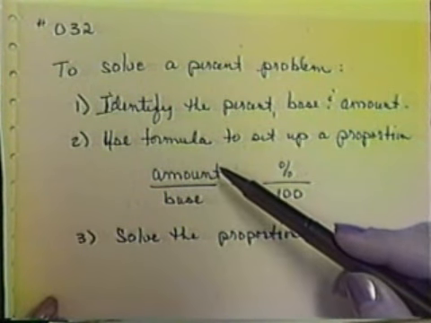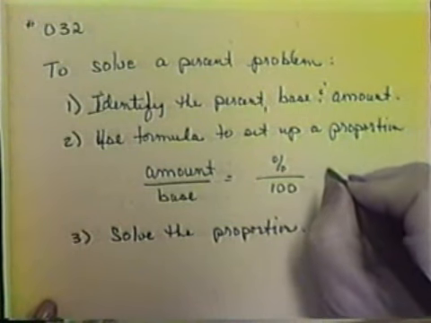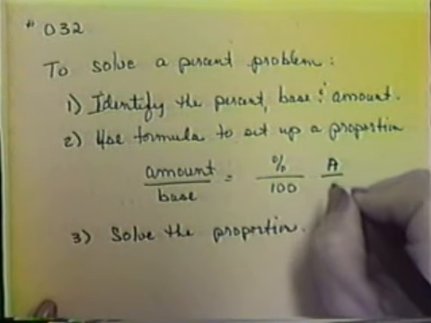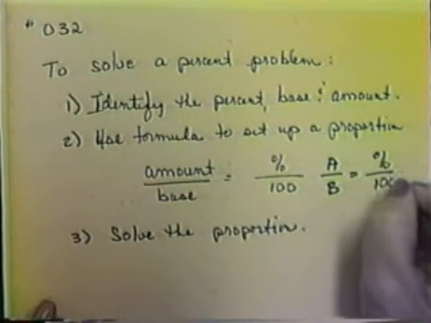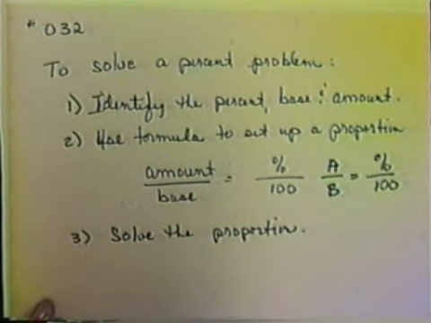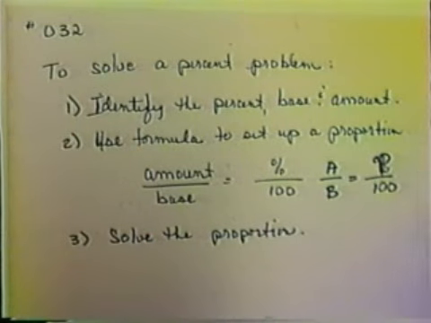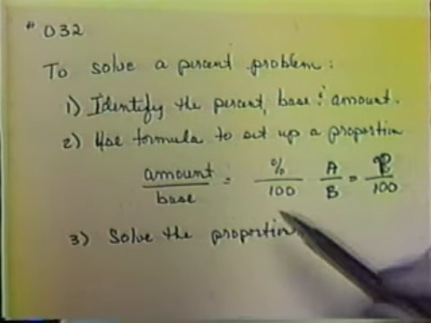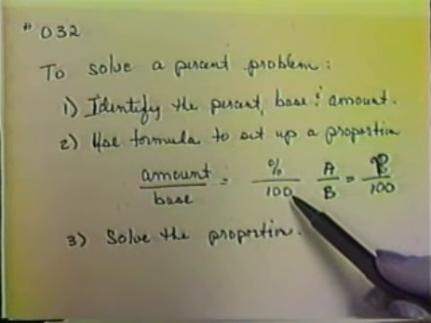Remember, the formula is amount over base equals percent over 100, and if you want, you can use the abbreviations A over B equals percent over 100, if that's easier to remember. But remember, A represents the amount, B is the base, and the percent over 100, or you could use P. So we can learn this formula, amount over base equals percent over 100.